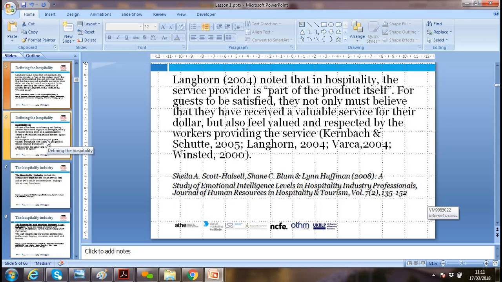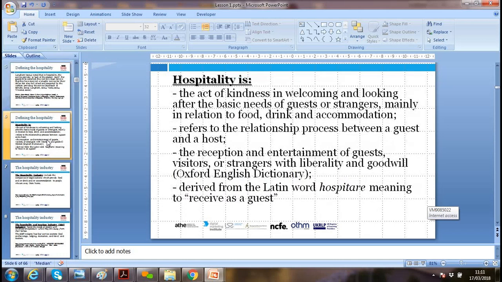You will see there is a big structure as an industry: restaurants, private clubs, managed food. All of this, event planning, comes under the hospitality industry. So note, hospitality is part of the product itself for the guest to be satisfied, and it must be believed. So the customers should perceive they are receiving value for money.